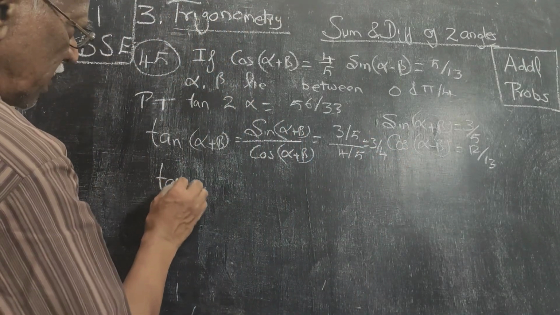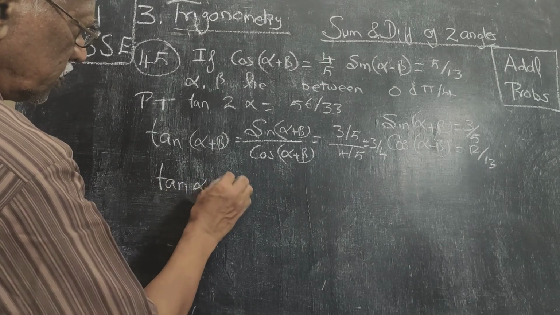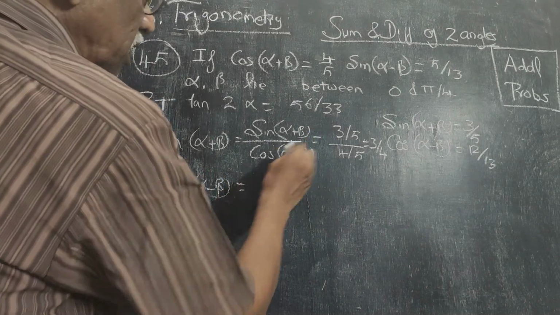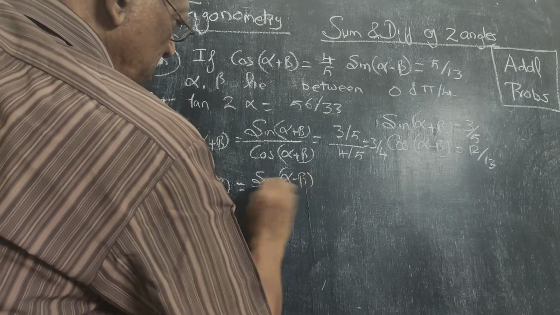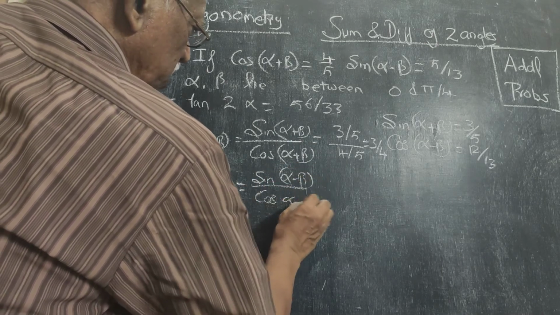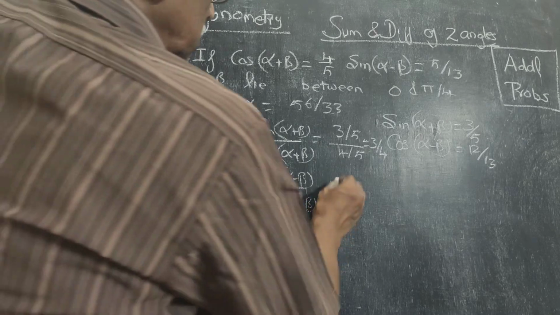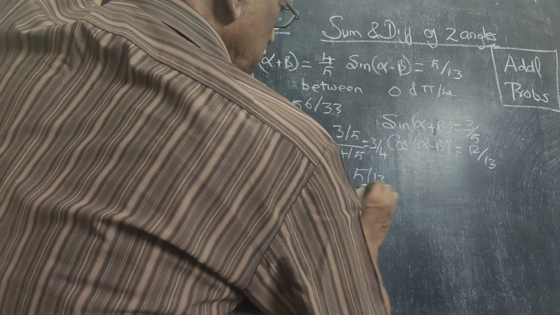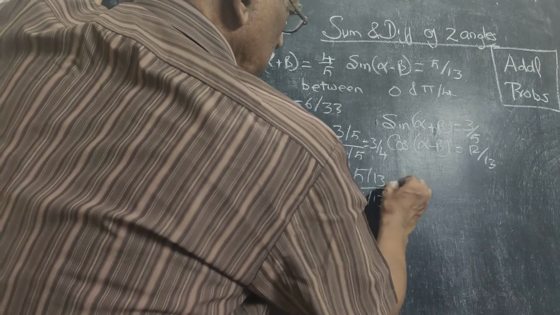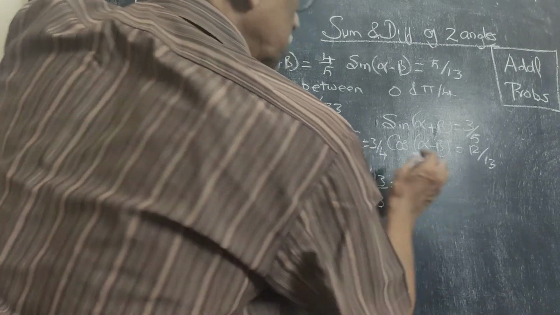Similarly, tan(alpha minus beta) is sin by cos, sin(alpha minus beta) divided by cos(alpha minus beta). Sin(alpha minus beta) is 5 by 13, cos is 12 by 13, otherwise 5 by 12.